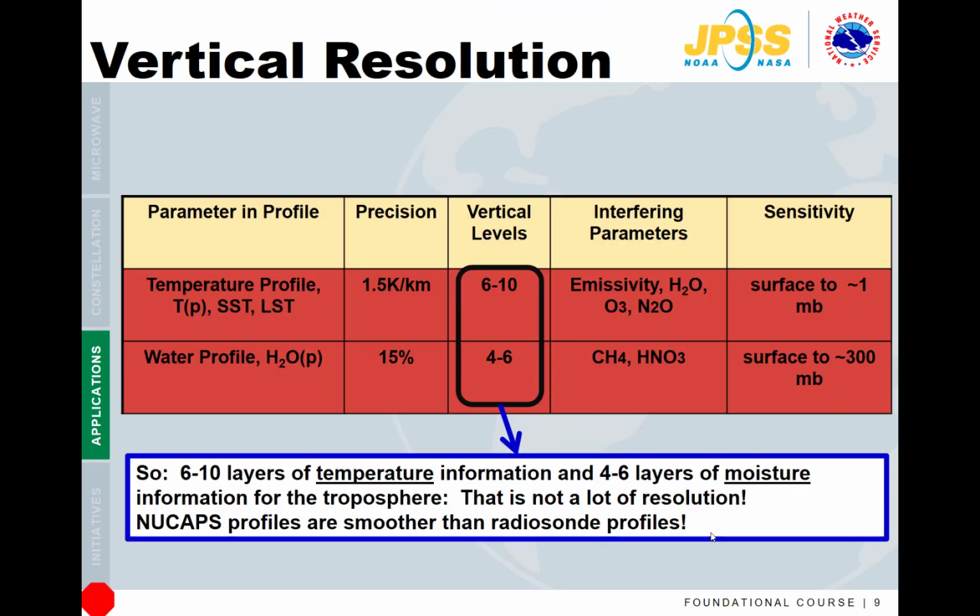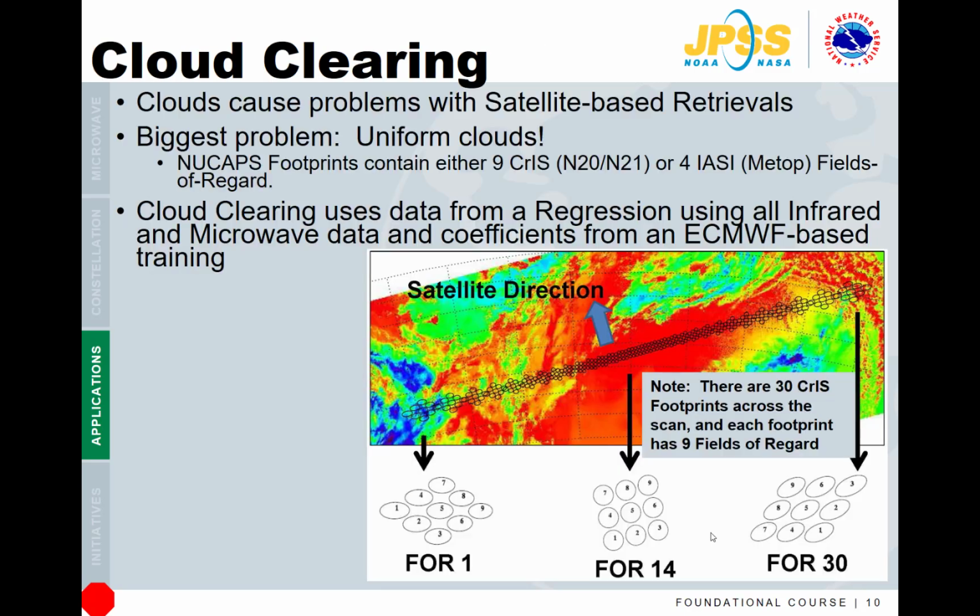NUCAPS vertical profiles are usually smooth and typically have 6 to 10 layers of temperature information and 4 to 6 layers of moisture information in the troposphere. Don't expect to see very thin layers, hot or cold, dry or moist, in the NUCAPS vertical profile. They're very smooth. Fields of regard, that's FOR, from the CrIS are combined to create a NUCAPS sounding.